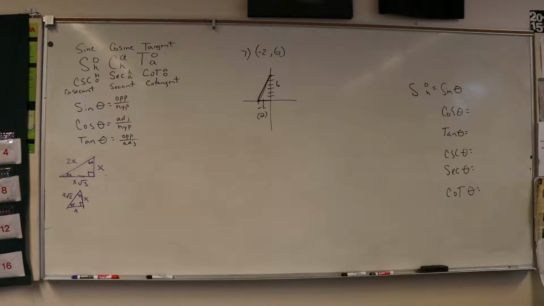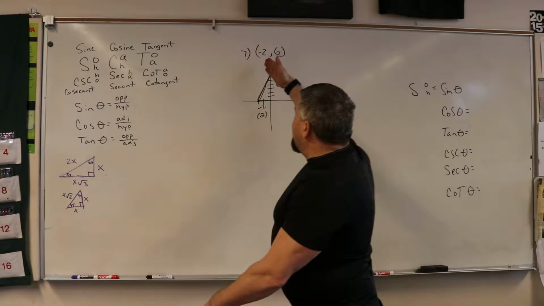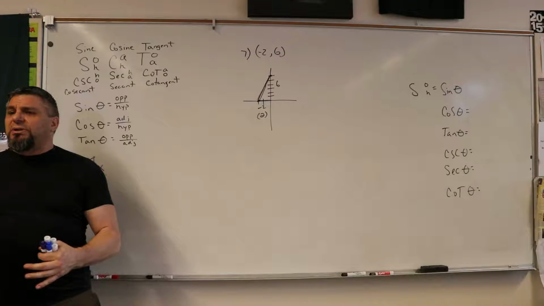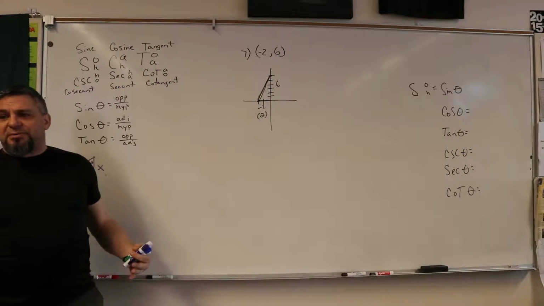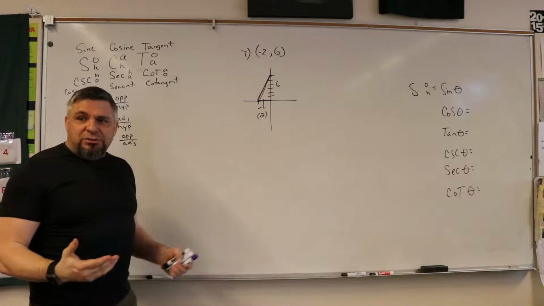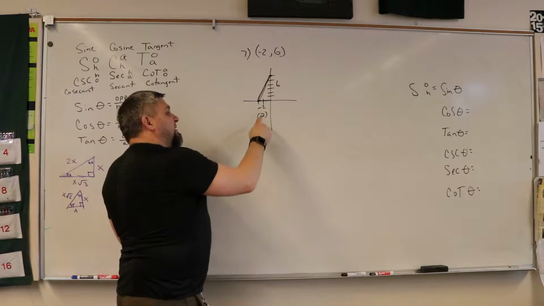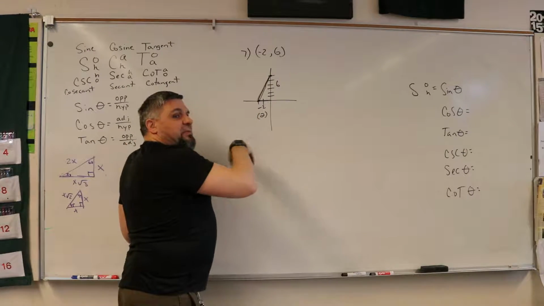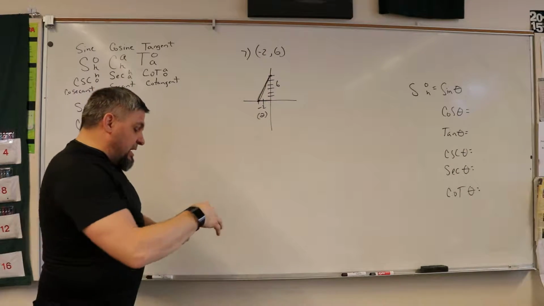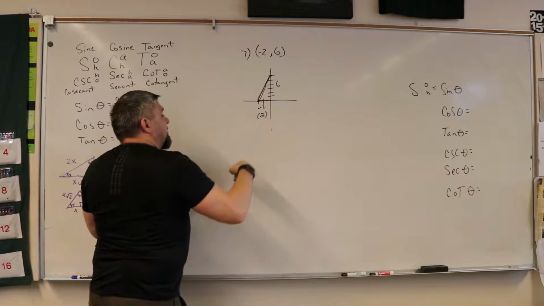Okay, we got number 7. Now, number 7 says -2 and 6. We just talked about if we have a -2, it's really the distance, and distance is absolute value. So when we talk about the distance of a triangle, we're talking about the positive. So instead of -2, it's going to be 2. 2 and 6. Okay? So again, we have to break this down real quick.